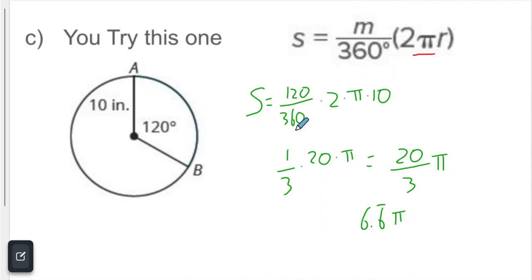Welcome back. So here I have my equation. I did the central angle over 360 times 2 times pi times 10. I was able to say, well, I recognize that this is 1/3 as a fraction. So rather than multiply 120 by 2 by 10 and have to divide by 360, I simplified this to 1/3. Then I did 2 times 10 to get 20, and that makes solving a lot easier. So I got 20 pi over 3, or 20 over 3 times pi, which the decimal version would be 6.6 repeating times pi.